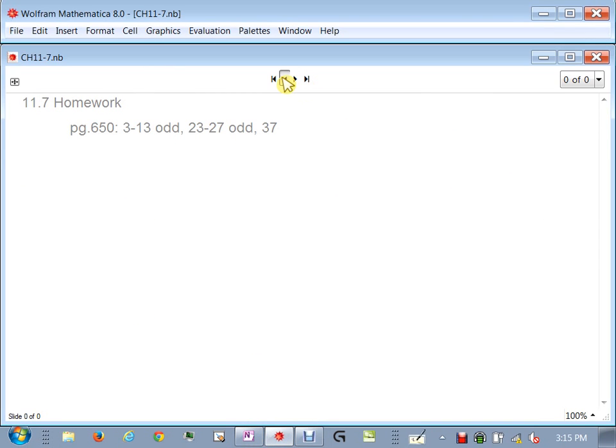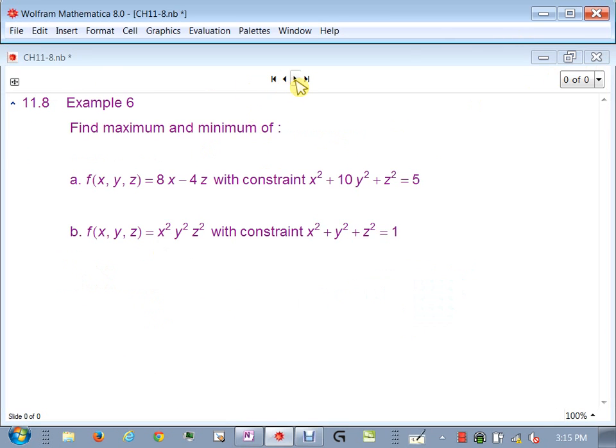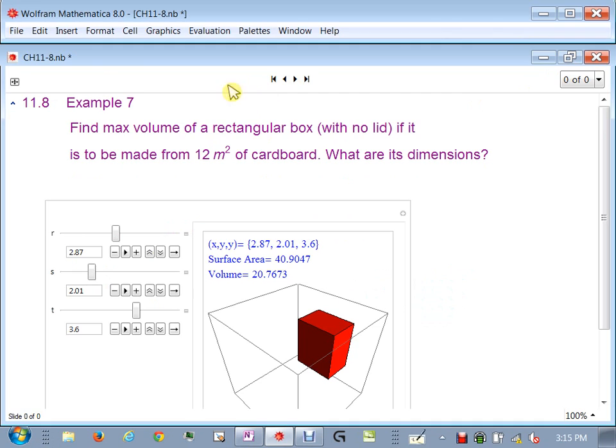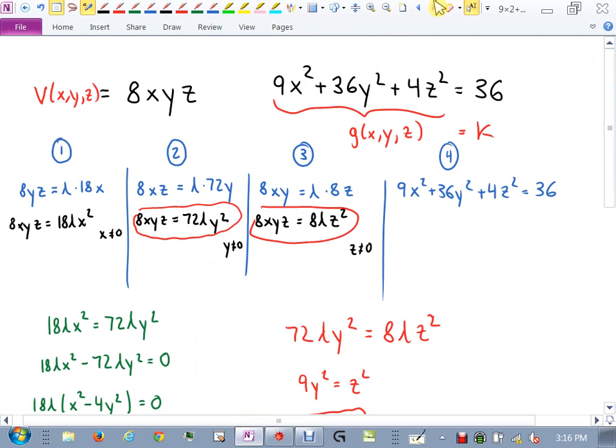Now, let me go back here. No, I'm in the wrong notes there. So let me just help you set up this problem without doing it, okay? I'm not going to go through the method, the Lagrange method to do it. But let's say we're trying to find the maximum volume of a rectangular box with no lid if it is to be made of 12 square meters of cardboard. Rectangular box, right? 12 square meters of cardboard.